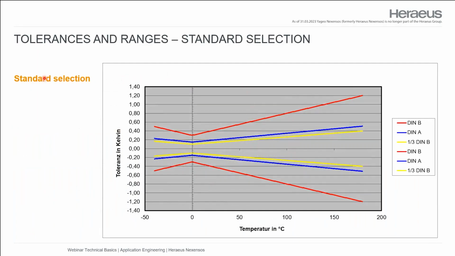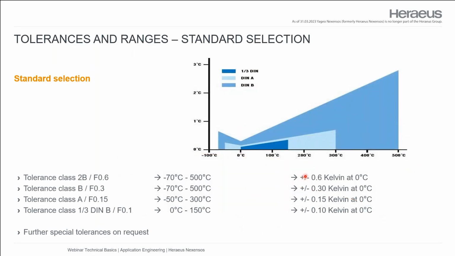Let's talk about tolerances and ranges. We have for sure different tolerances. These tolerances are typically described as DIN B, DIN A, third part of B, DIN B, DIN A. This is more or less the limitation. And what you can easily see is that the higher the temperature, the more the tolerance increases. That means the tolerance is not the same at each temperature. And you see this shape of a trumpet, we call it, and you have to take care about that. And this is only an ideal description here. In the next slide, you see more or less the real world.